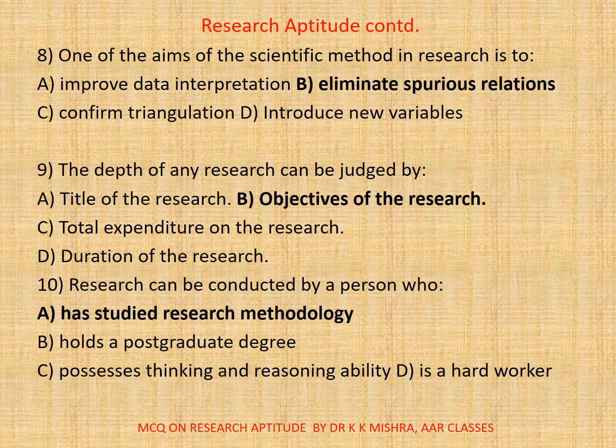8. One of the aims of the scientific method in research is to A. Improve data interpretation, B. Eliminate spurious relations, C. Confirm triangulation, D. Introduce new variables. Correct option is B. Eliminate spurious relations.